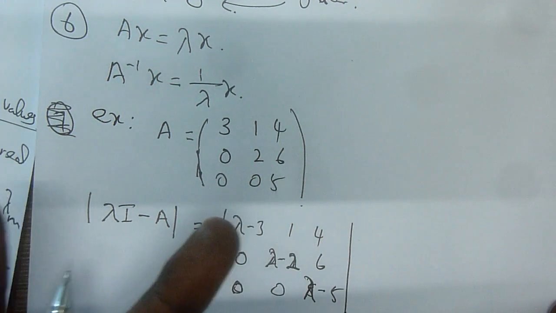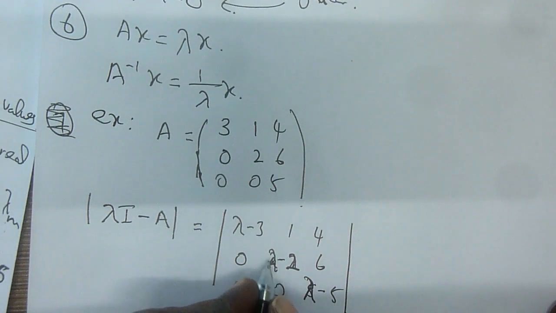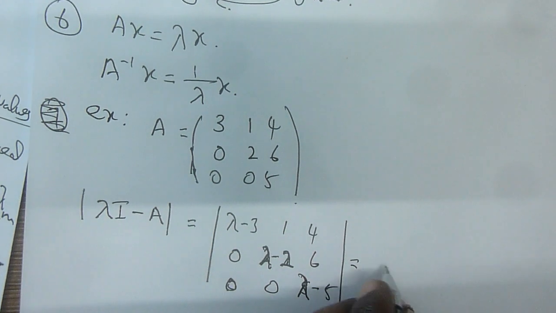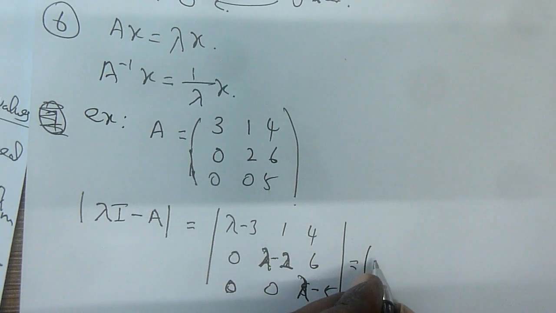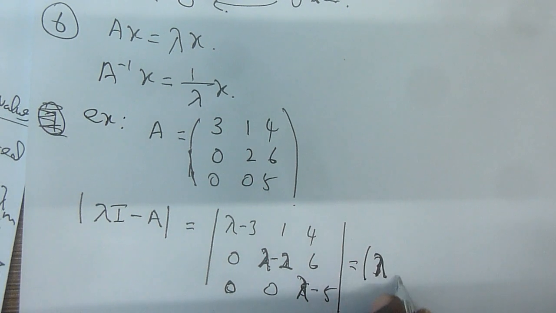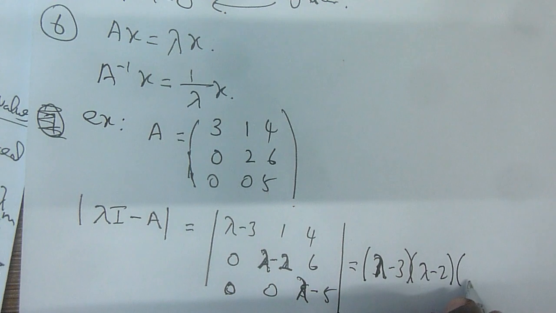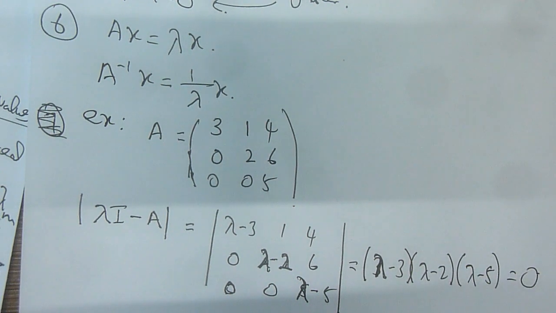You cannot use your calculator, for sure you cannot use your calculator, right? Since it is upper triangular and lower triangular as I explained to you before, you just multiply the diagonal and you get the determinant. In this case it is lambda minus 3, lambda minus 2, lambda minus 5 equals 0.